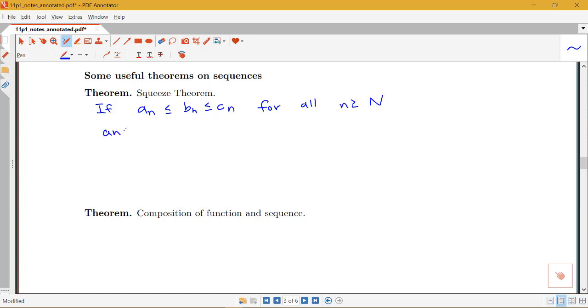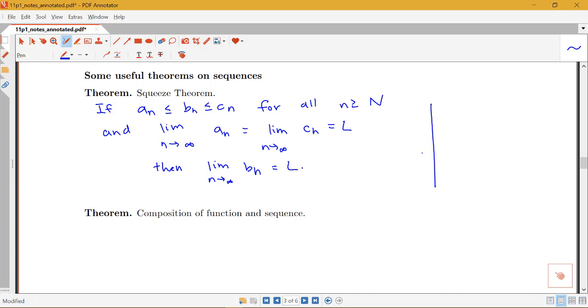Okay, so if we had that inequality and the limit as n goes to infinity of an equals the limit as n goes to infinity of cn equals some number L, then the limit of that inside sequence bn also has to be going to L.